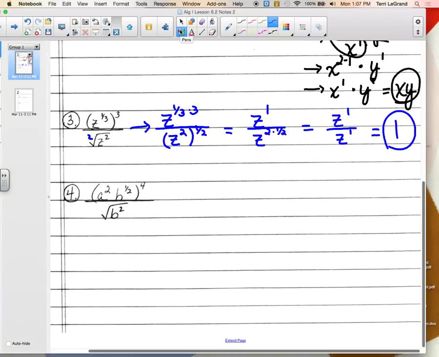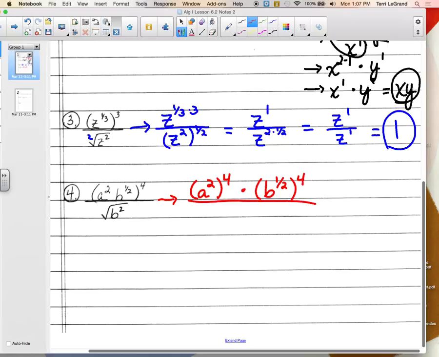This looks like number 2. What would be the first thing we would do in this one? We have a product to a power, right? So we're going to go A to the what? A to the second raised to the fourth. It gets its own power of 4, times B to the 1/2 raised to the 4th.